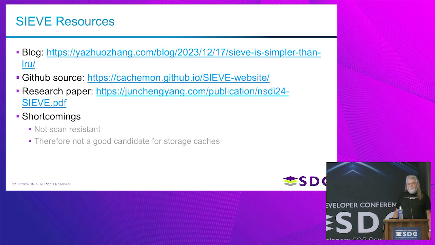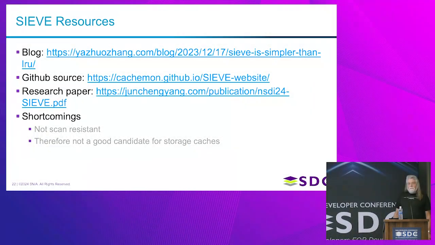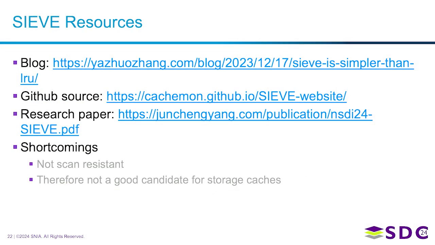And here are the resources for it. The research wouldn't have been complete without coming up with the shortcomings of it. And the shortcomings are that it's not necessarily something you would use for something like a storage cache, because if you scan the entire contents, you're going to end up referencing everything, and you're going to end up with thrashing the cache. So it's what she labeled as not scan resistant.